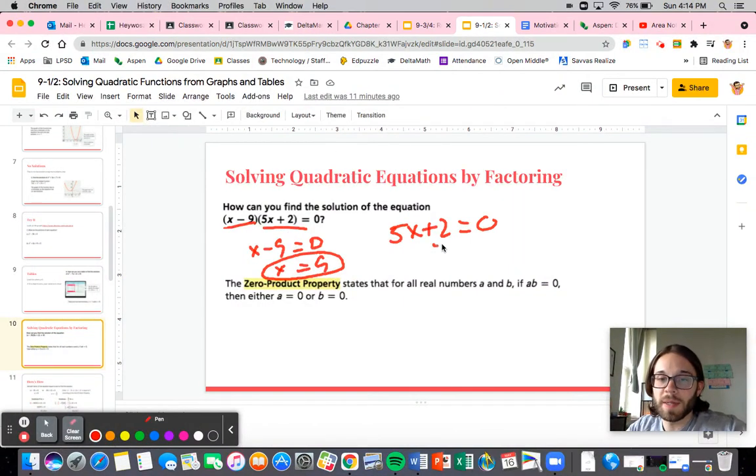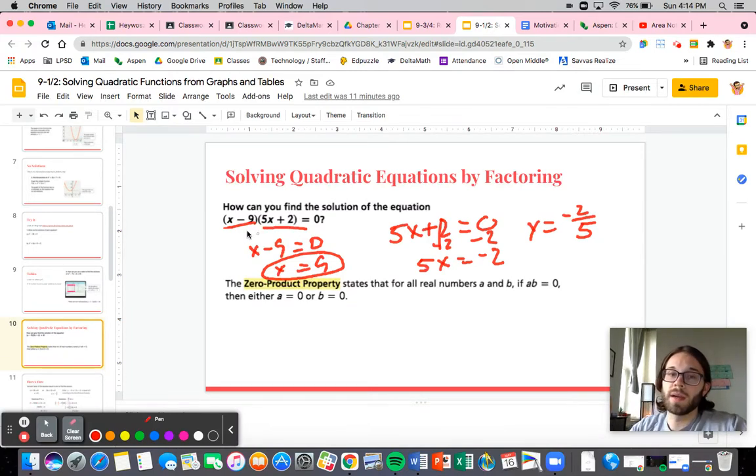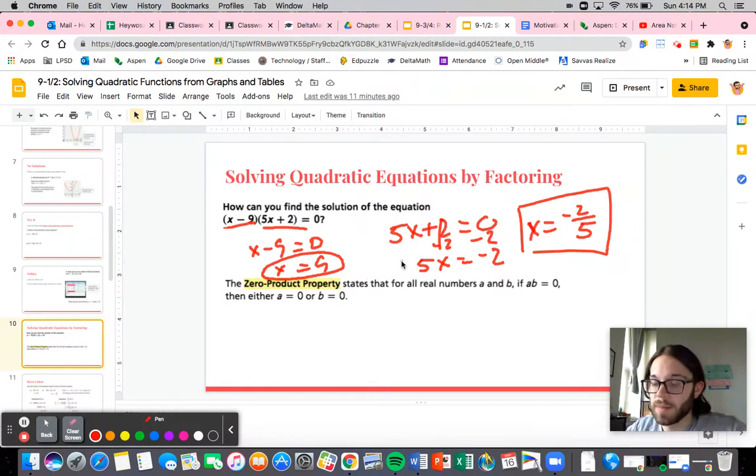Now over here, I subtract the 2 and get 5x equals negative 2. So x is going to be negative 2 fifths, which makes sense. If I multiply this by negative 2 fifths, that gives me negative 2, so negative 2 plus 2 is 0, and the whole thing would be 0. So now I have my two solutions: negative 2 fifths or 9. And that's it. If we were to graph this, these would be the x values of the x-intercepts.